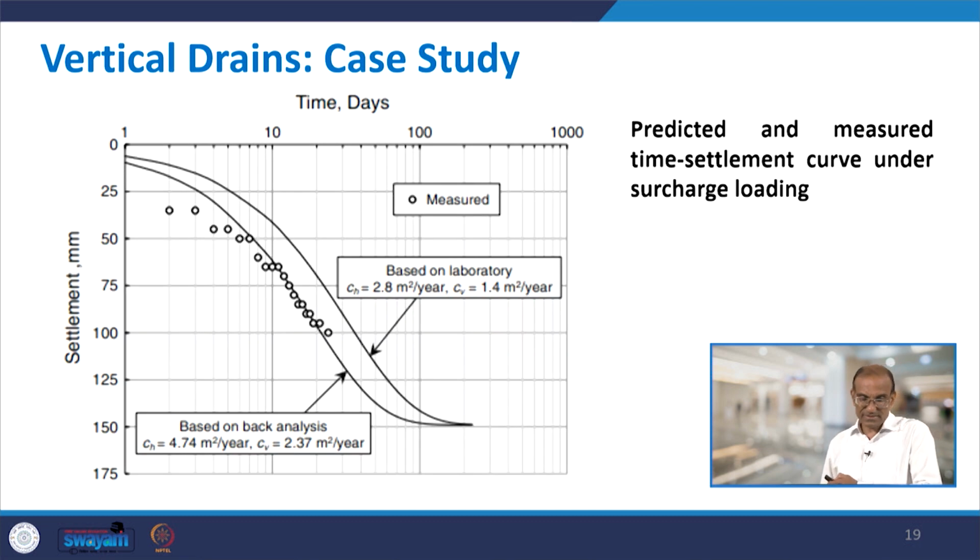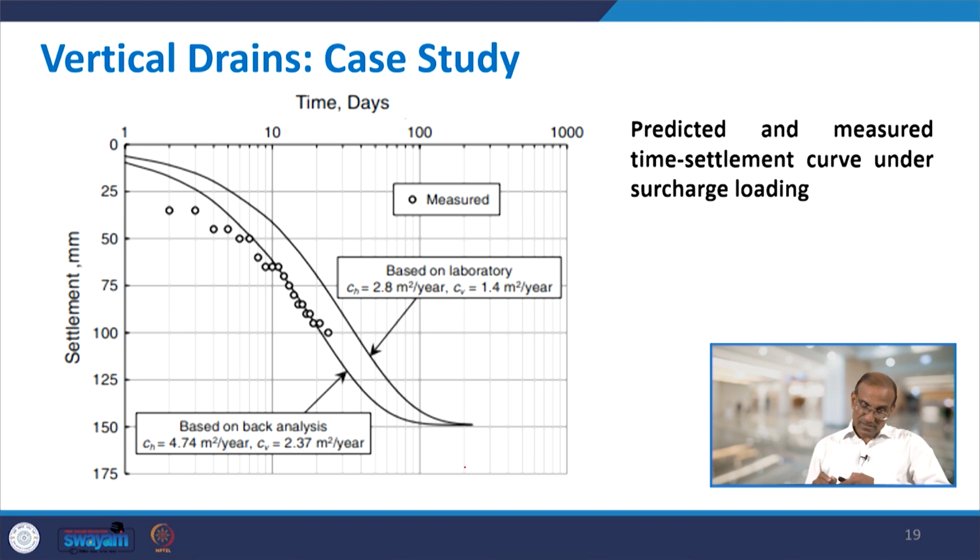In the next slide, on the x axis you have time in days on a log scale, varying from 1 to 10, 100 or 1000 days. Most of the data is up to 100 days. On the y axis you have settlement in millimeters, varying from 0 to 175 mm. So what does this curve say? Predicted and measured time settlement curve under surcharge loading.